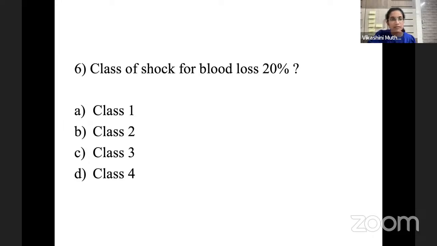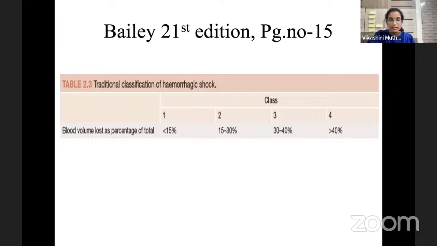Again, it's a very simple question. Class of shock for blood loss of 20%. You just need to know the percentage of blood lost and what the class of shock is. So this is the traditional classification of hemorrhagic shock given in your Bailey, even in the recent edition, the 21st edition.